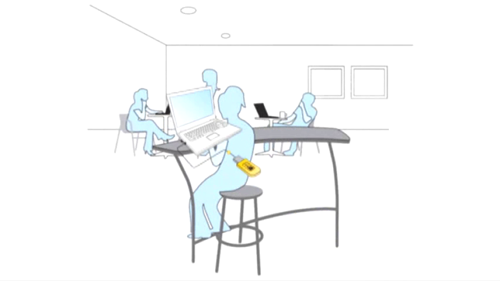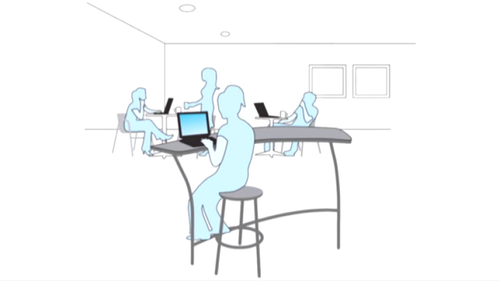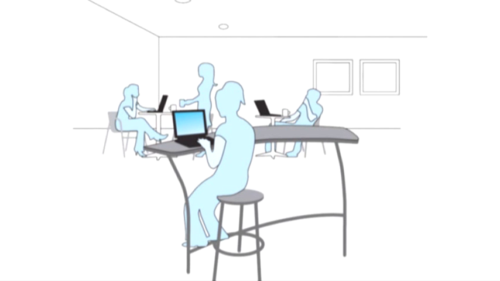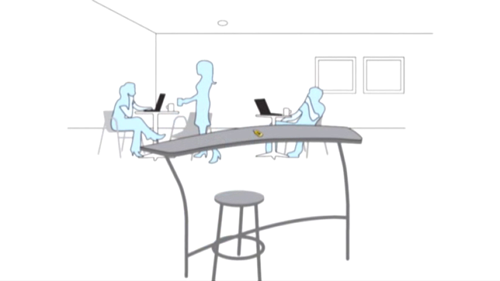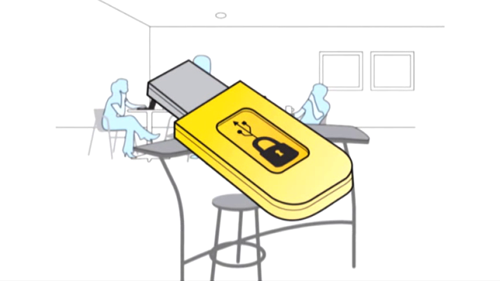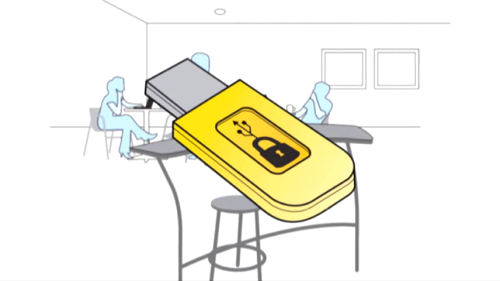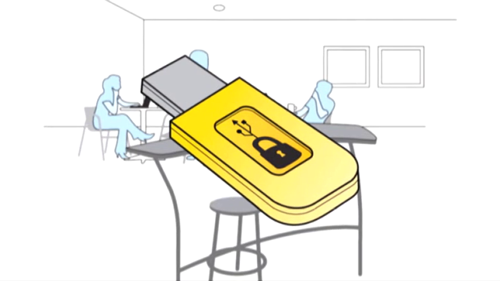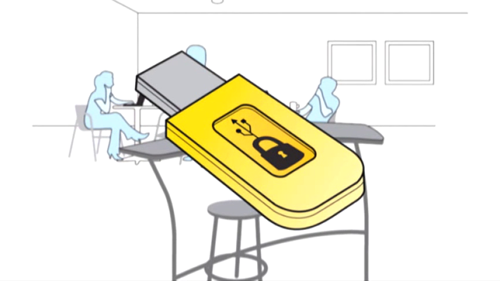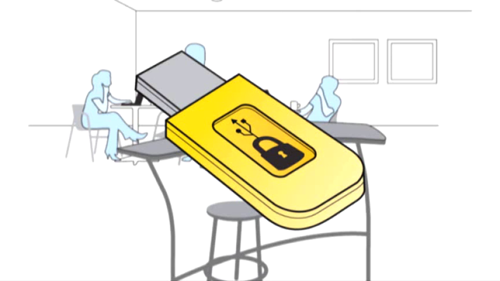Maintaining the security of your data is critical, especially as users increasingly access and share files while working on the go. Windows 7 Enterprise introduces BitLocker to Go. This new feature provides the ability to encrypt removable USB storage drives. With BitLocker to Go, employees can more confidently and safely share information with others.